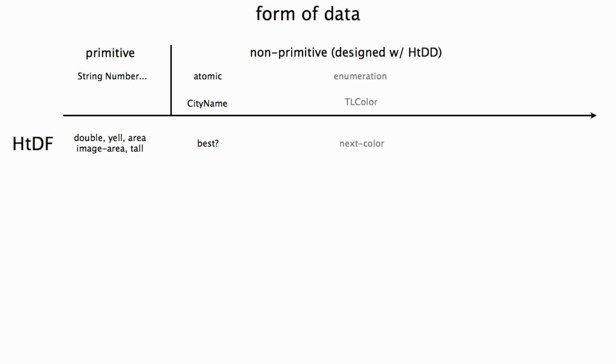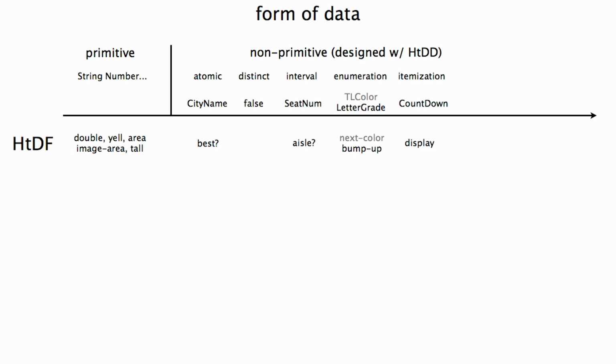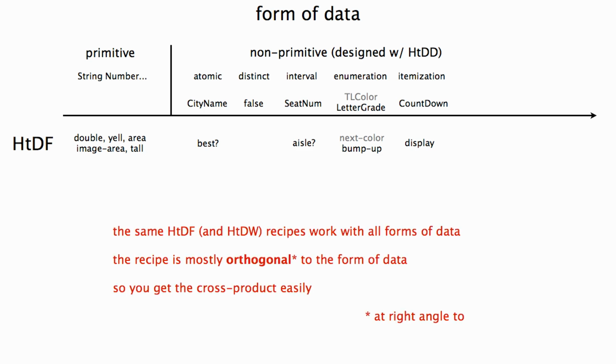Now what's going to happen the rest of this week is we're going to learn about some other forms of data, including intervals, enumerations, itemizations, and a special form called distinct. And we'll see examples of those types. And you'll be able to design functions that operate on them. As I said before, the HTDF recipe is largely orthogonal to the form of data. So HTDF works the same way with different forms of data.